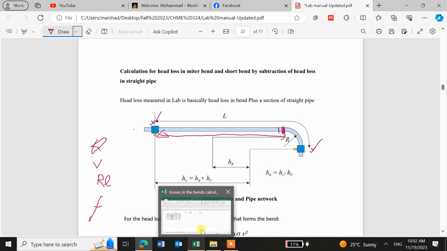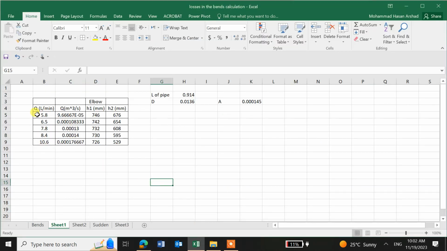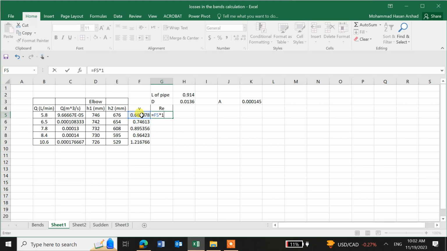Okay, so let me go back to this data. We have flow rate, so we can find the velocity. Velocity is flow rate divided by area, right? This is the velocity. Then I can find the Reynolds number: velocity times density times diameter, divided by the viscosity.